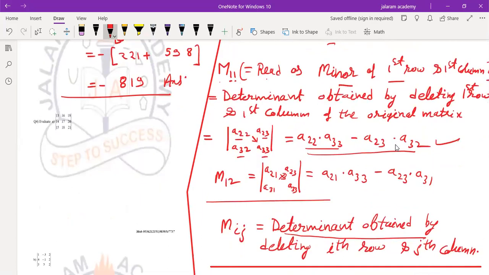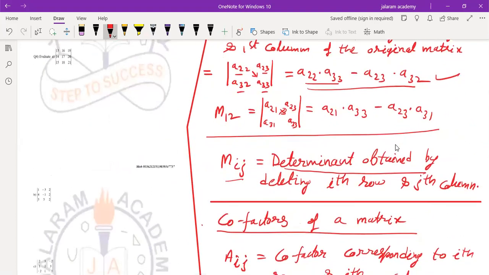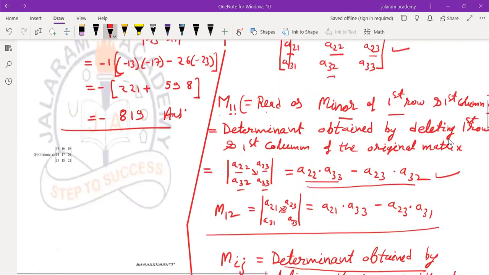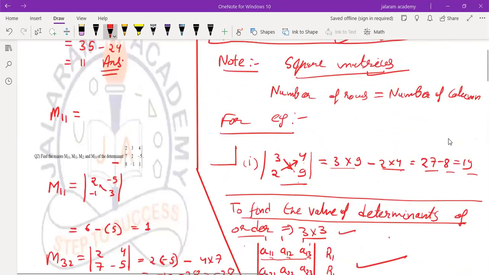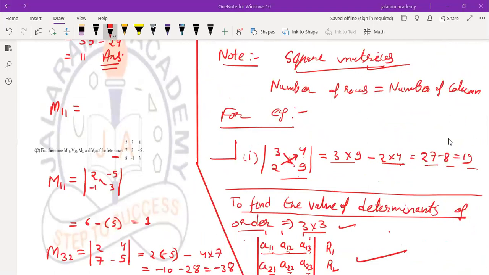Similarly, we can find the minor of first row second column, and then we generalize this: Mij equals the determinant obtained by deleting the ith row and jth column. And the method will be the same, the cross multiplication. And we have discussed some examples also from our sheet. For the minor of first row first column, first row is deleted, first column is deleted, 2 minus 5, minus 1 3. So we got 2 3 is 6 minus 5.